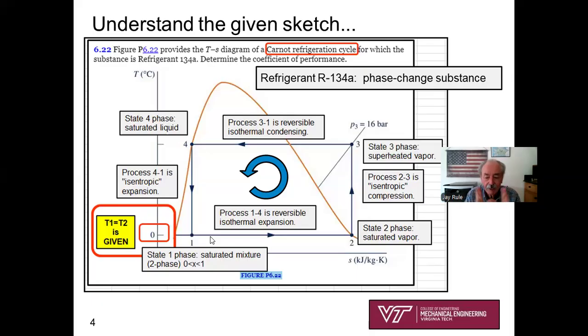And then it took me a while. For the sketch, I kept harping on this 16 bar thing. And finally, out of the corner of my eye, I noticed this label over here, 0. So that says that this temperature down here, process 1 to 2, isothermal reversible expansion, is occurring at a temperature of 0 degrees C or 273 K. So I said, look, T1 equals T2. That's a given number, and it also equals TL.